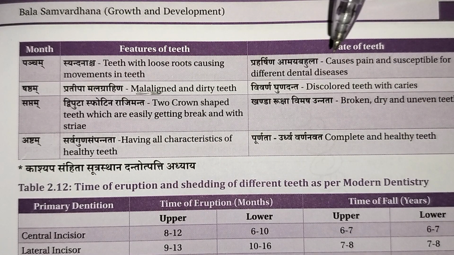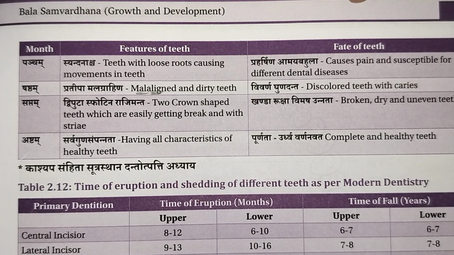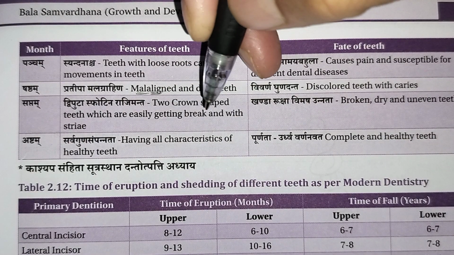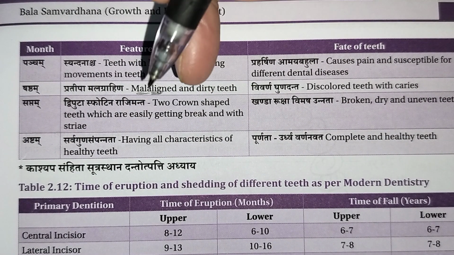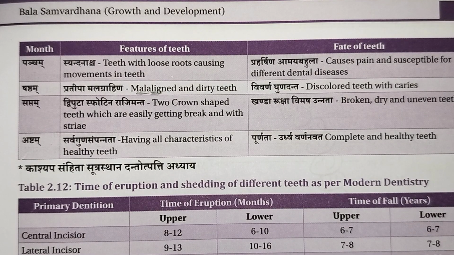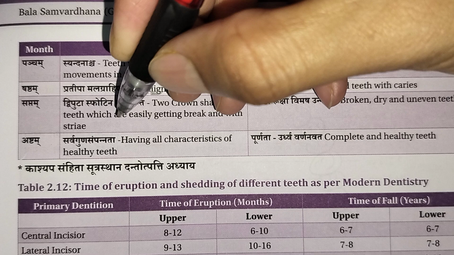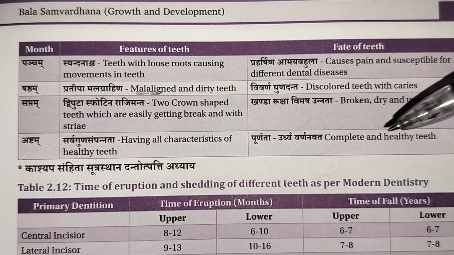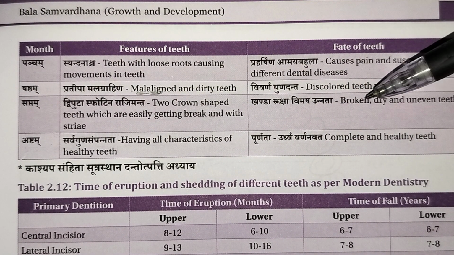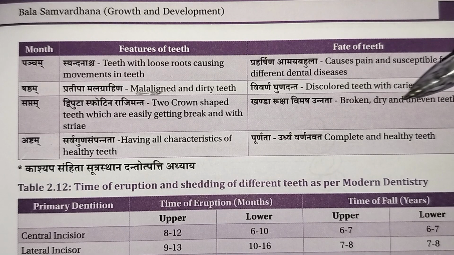So discoloration of the teeth and caries are present. In the seventh month, two crown-shaped teeth are easily broken. That is, in easy words, the teeth are not formed properly or are easily breakable in the seventh month. It is a broken, dry, and uneven tooth.